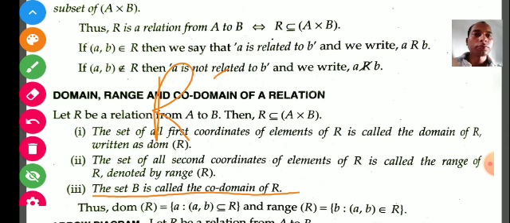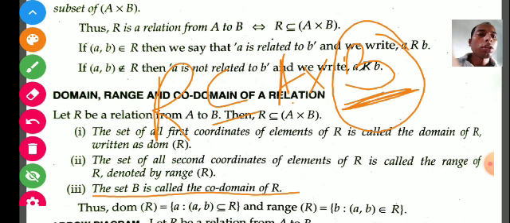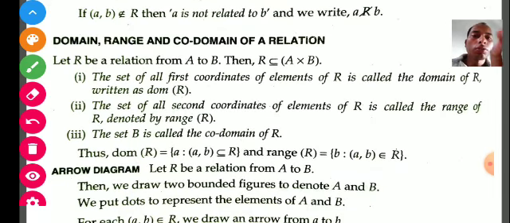So R is a subset of A cross B, and here this set B is called the codomain of R. So students, we got domain of R equal to the elements a where (a, b) belongs to R, and range of R is the elements b where (a, b) belongs to the relation R.